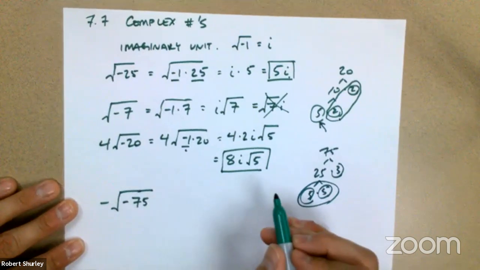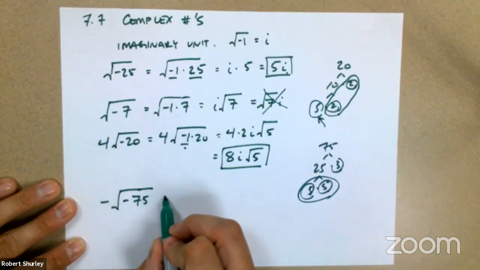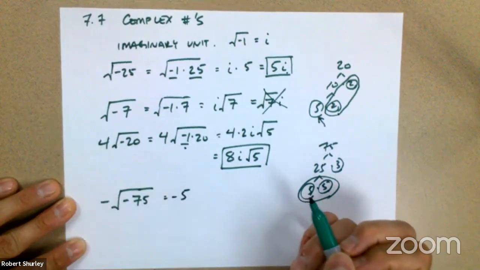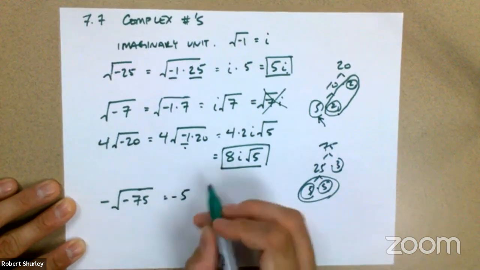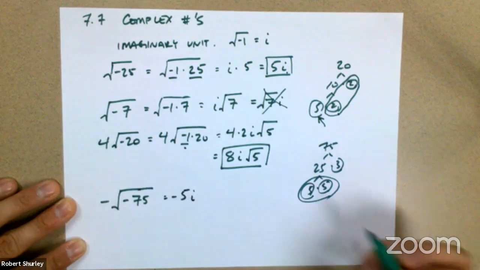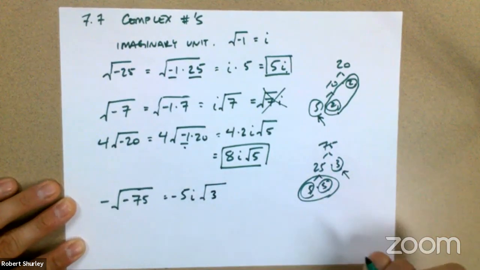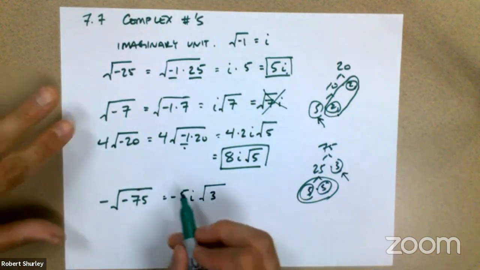So now look, I'm going to kind of do this in one step. There's already a negative here. That's not a big deal. So I'm going to take the 5 out, make it -5 because it's negative on the outside. It's a negative under the radical, so that just means it's an i. And we're left with 3. Okay, so you can kind of do this quicker.